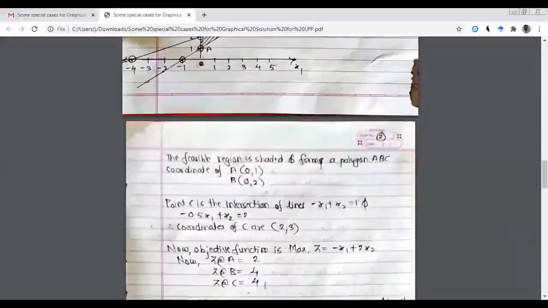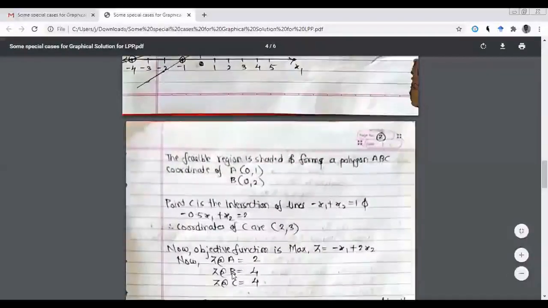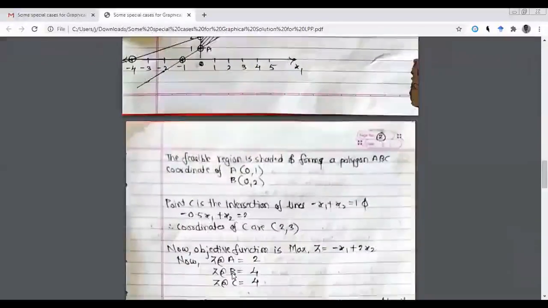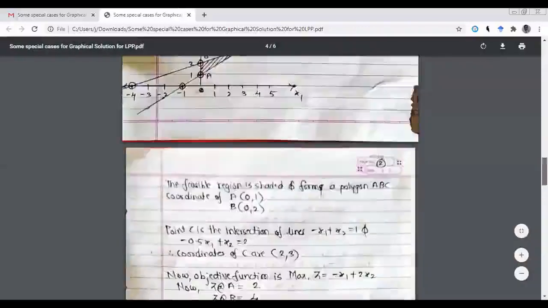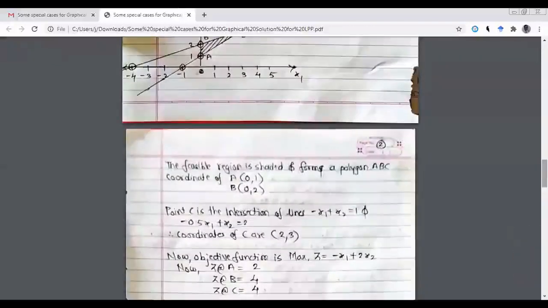We have to decide a solution now, whether Z at B is to be considered as the optimal point, or Z at C is to be considered as an optimal point. That is now to be taken into account, because our maximum value is coming at 4 and 4 for both Z at B and Z at C. So every point on the line joining B and C will have Z as 4 only.